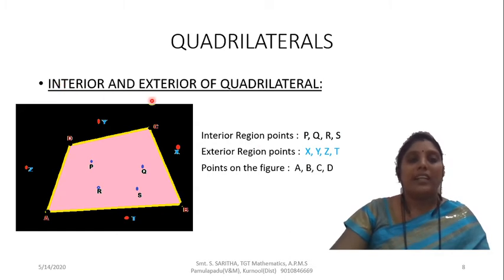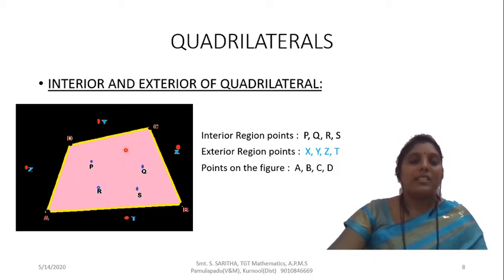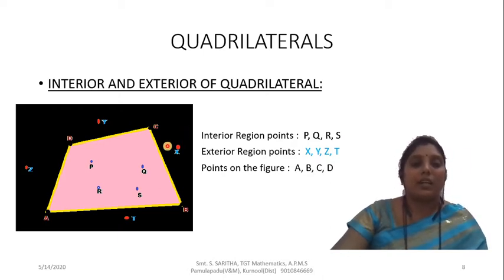Now discussing the interior and exterior regions of a quadrilateral. The part of a plane which is enclosed by the figure ABCD is called the interior region. In this figure, the pink shaded part is called the interior part. The green part in the figure represents the part which is not enclosed by the quadrilateral ABCD. So this green part is called the exterior part.